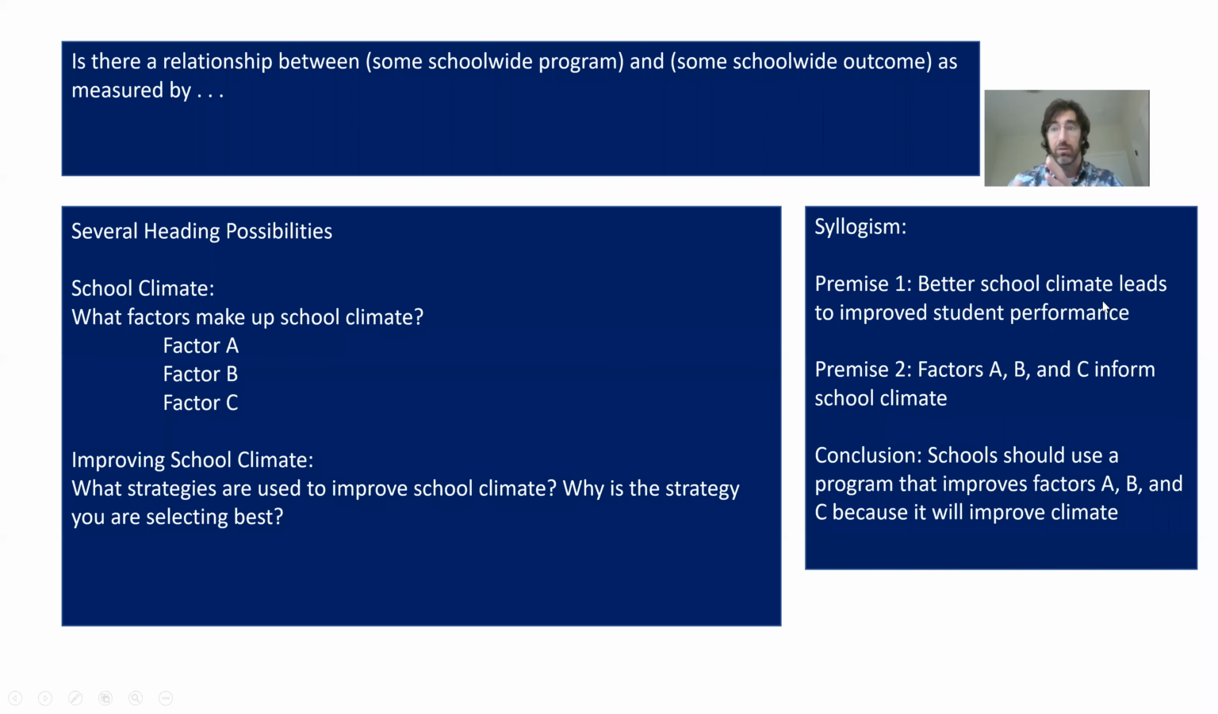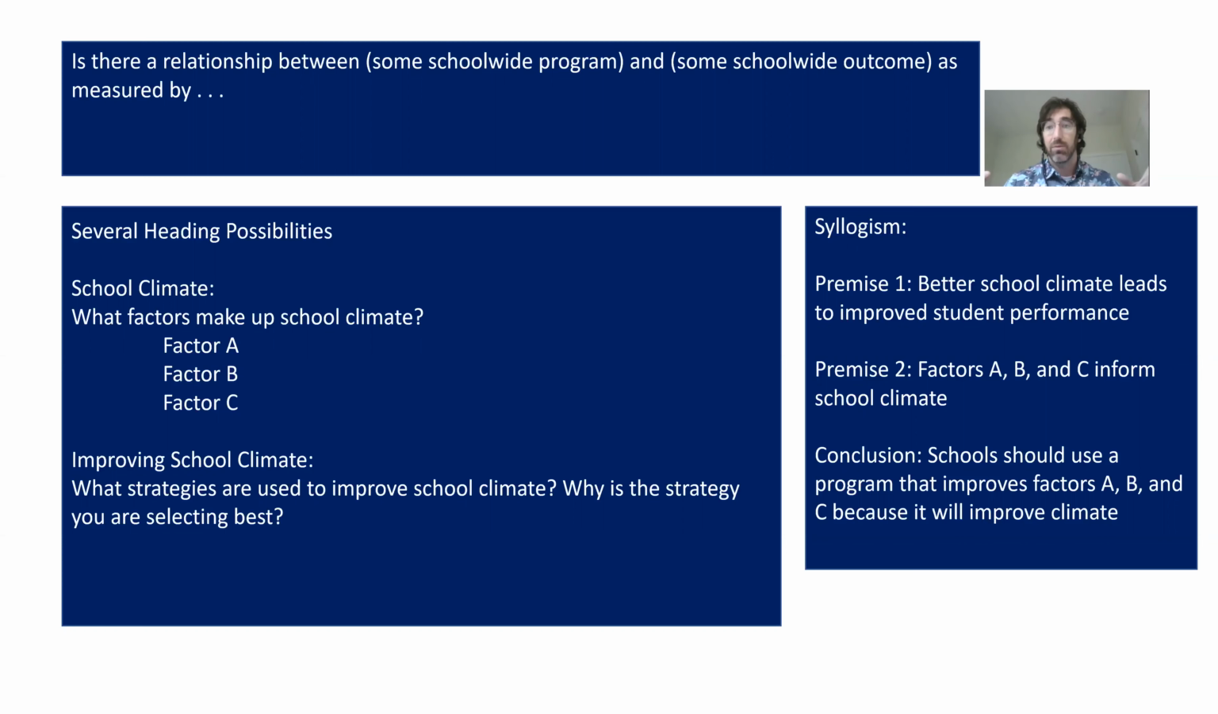Last example, again, just on the right here. Better school climate leads to improved student performance. So you're making the case, you're finding articles about school climate, and you're finding other articles that say that improved climate leads to improved student performance or student outcomes, whatever it is. You're finding articles that say factors A, B, and C are the ones that inform school climate. So an article about factor A, 2 articles about factor B, an article about factor C and how they inform school climate. And then, obviously, the case comes together as, so schools should use a program that uses A, B, and C because it'll improve school climate, which we know why that's important, because it improves student performance. So better climate, better performance. A better climate is based on A, B, and C. So we need to find articles about school climate, about why it makes a difference to students, and then what factors go into the school climate.